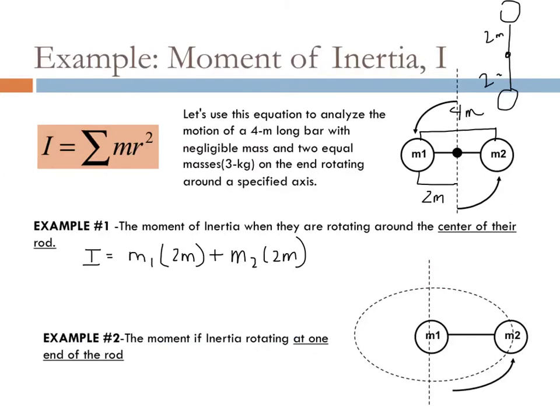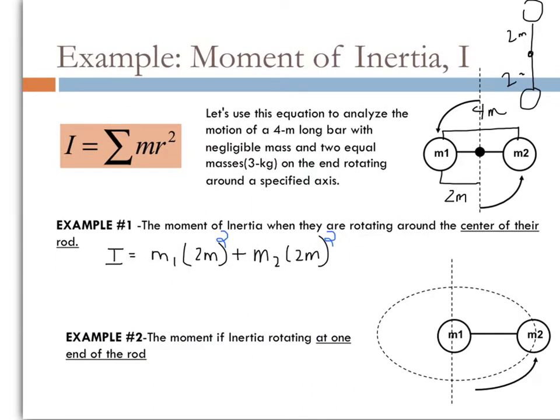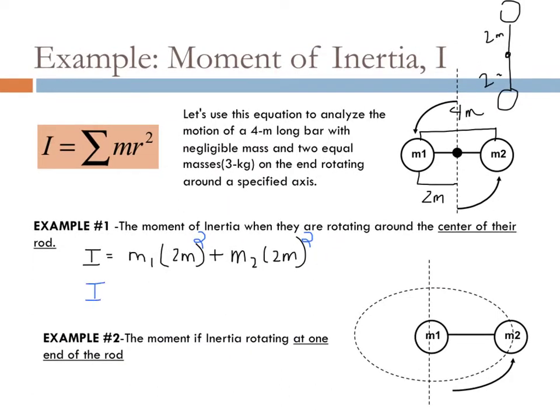And here, I've already forgotten to put in my square. So make sure you go and include your square to your distances from your axis of rotation. So again, when you put in all of your values, you should get a moment of inertia of 24 kilograms meters squared. Again, if you learn to recognize the units of a moment of inertia, it'll also help you remember that r should be squared.